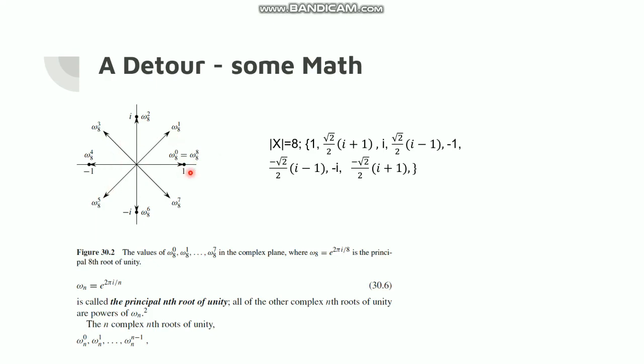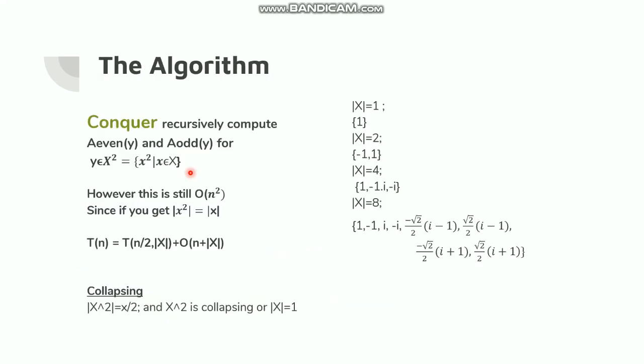So we take advantage of these tricks to change the cardinality of x squared. Using these tricks, our T of n, T of n over 2, the cardinality of x, can become T of n over 2, because our x is also halved.